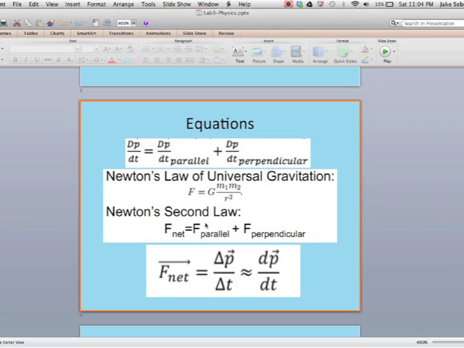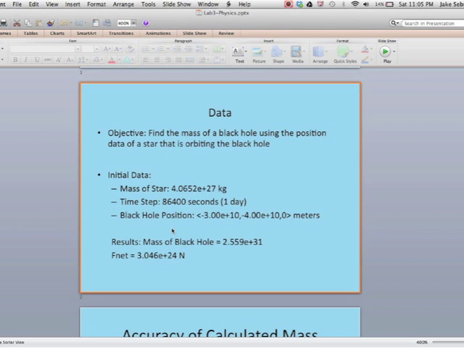The momentum principle is also important, which in its basic form is dp/dt equals F net. In other words, the change in momentum is equal to the net force acting on the object, multiplied by the duration of the force. Certain information was provided to plug into the code for the computational model, such as the mass of the star, which in my case was 4.0652 e to the 27th kilograms, as well as the time step of 86,400 seconds, and the position of the black hole, which was -3 times 10 to the 10th, -4 times 10 to the 10th, 0 meters.